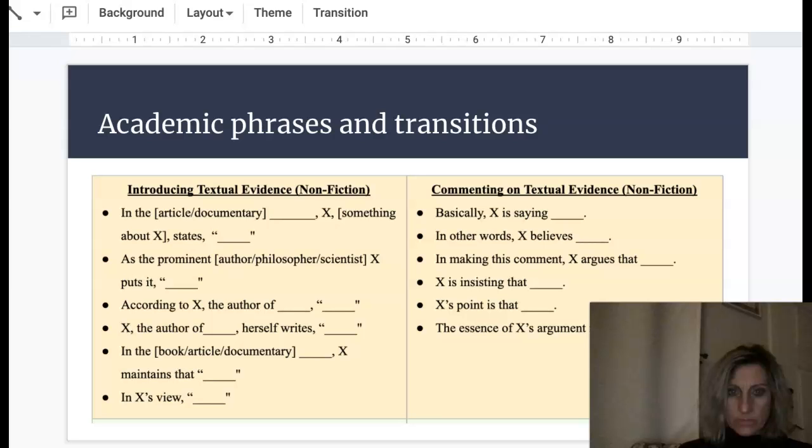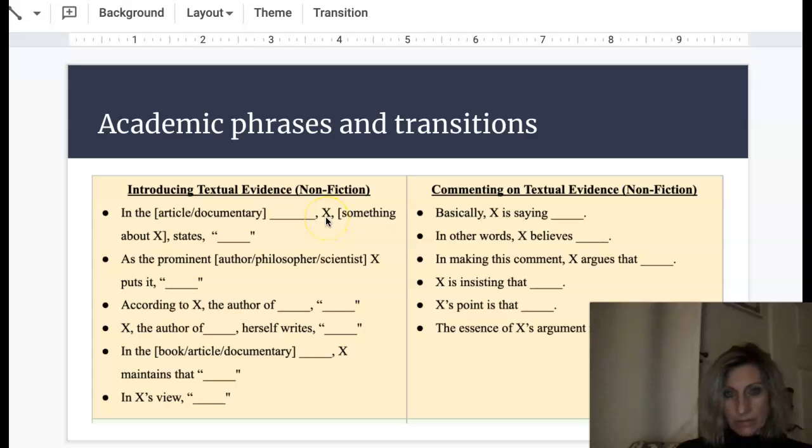Hi, I'm going to go over a little bit about academic phrases and transitions when you're talking about introducing your quote or your fact or statistic. This document is on Schoology. It's also on my slides, and it just gives you ways to introduce it and then ways to comment on it. So you could start with, in the article, and you could state what it is.